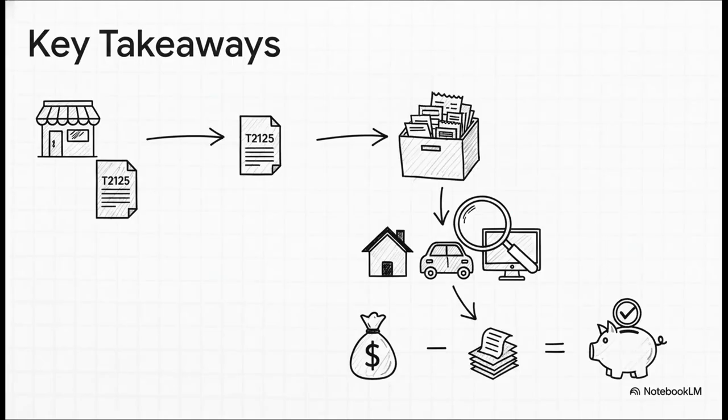So let's just quickly recap the absolute must-knows. First, one T2125 for each business you run. Keep it clean. Second, records, records, records. I can't say it enough. Your records are your best friend. Third, pay close attention to the special rules for the big ticket items, CCA, your car, your home office. And finally, don't get overwhelmed. Just remember the simple, logical flow of the form. Income minus expenses equals your net income.